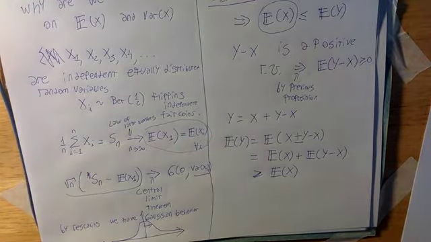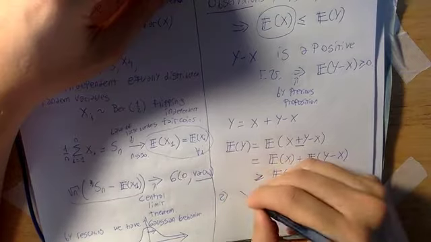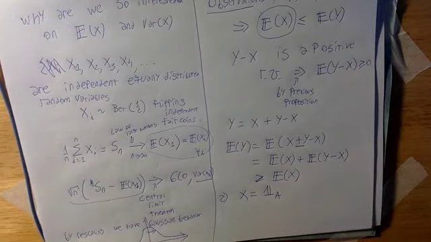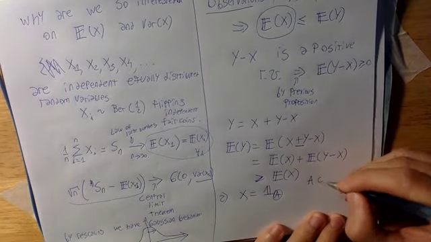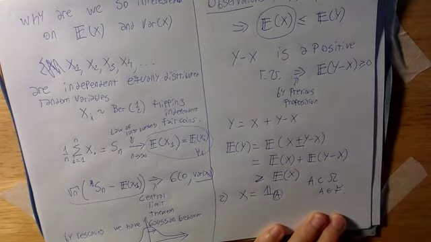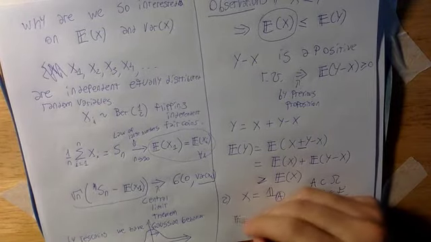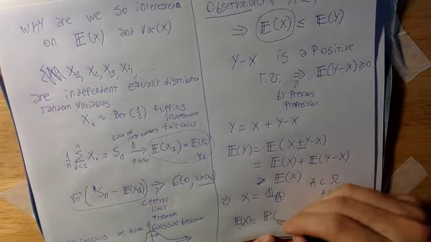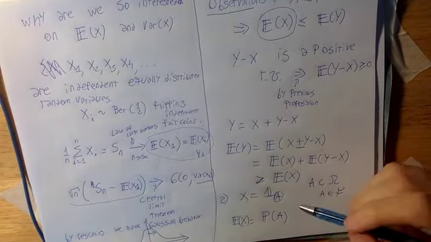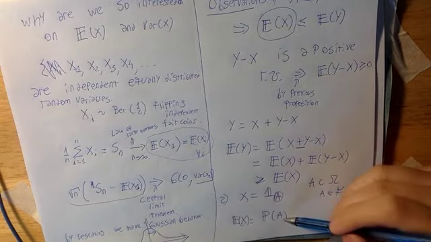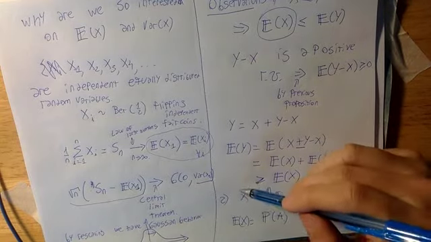Another quick observation: the second one, if x is the indicator of a set A, similar to what I did at the beginning of the class, where A is a subset of omega, A in the set of events. What happens if we take the expectation of x? The expectation of x is the probability of A. Sometimes it seems like a convoluted way, but it's easier to find the probability of A by computing the expectation of x.